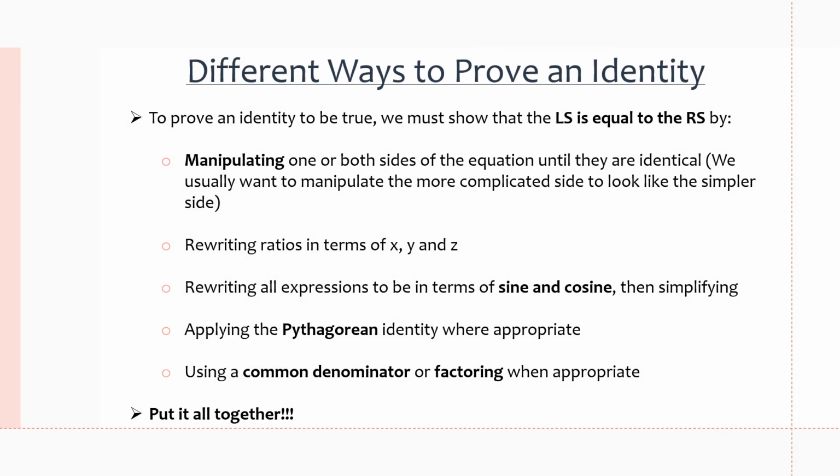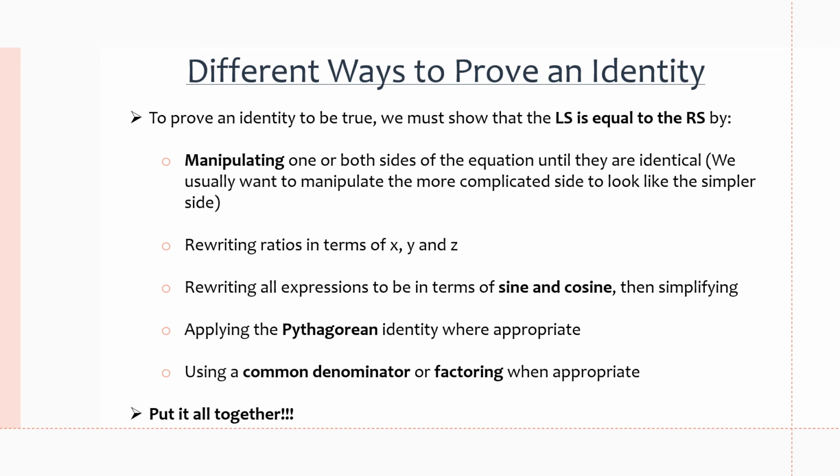This is a quick summary of the different approaches and methods we want to use to prove identities. These are not in any particular order, as we can use these in different orders for different types of questions, and we might not even use a few of these methods in particular questions. It truly just depends on the identity.